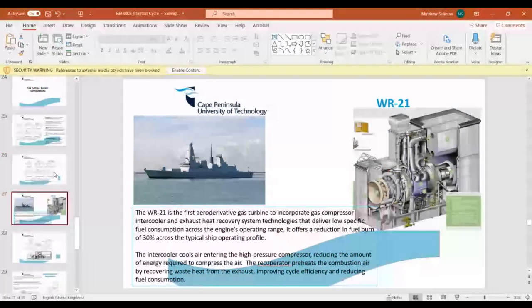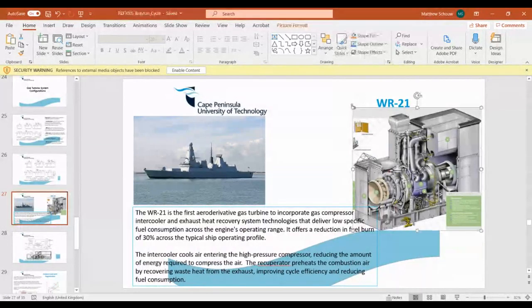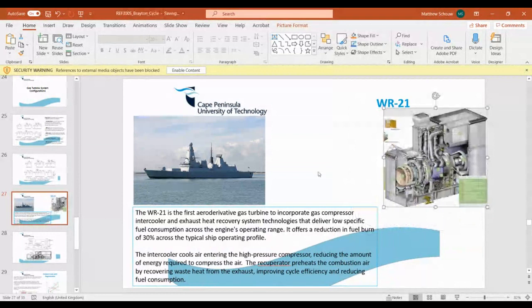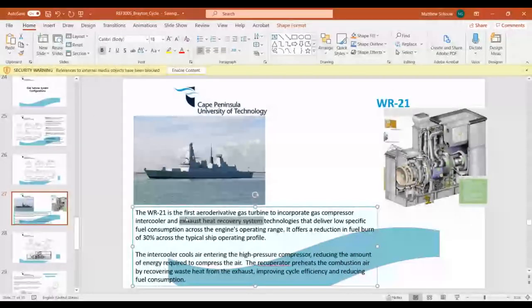I think that's definitely a Navy ship, if I'm correct, a WR21, and here what it talks about is that it's one of the first ships to incorporate the gas compressor, intercooler, and exhaust heat recovery system technology, which is essentially what we're looking at. It says it offers a reduction in fuel burn of 30% across a typical ship operating profile. So that's fantastic, right?